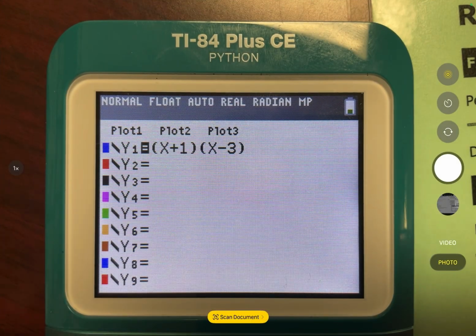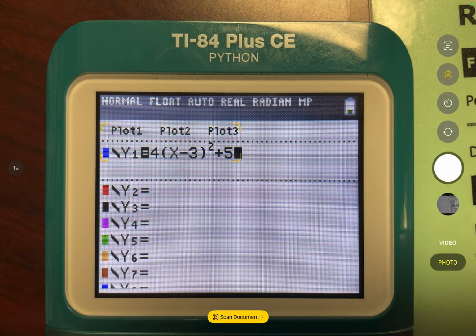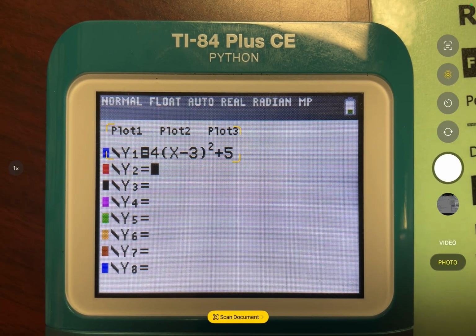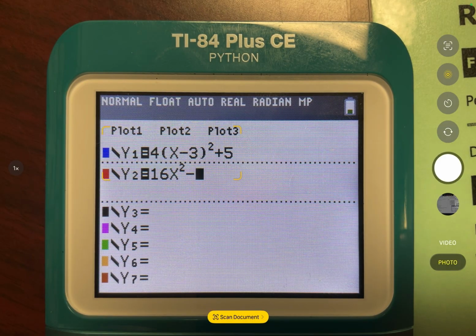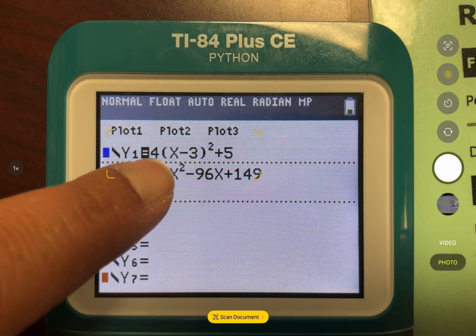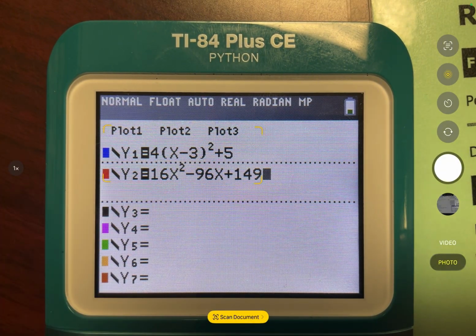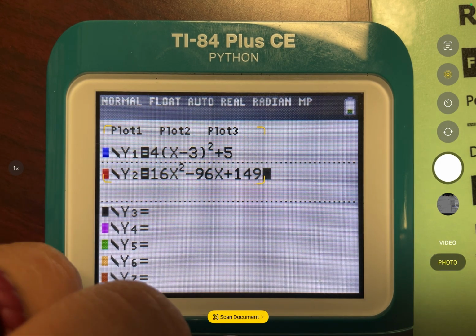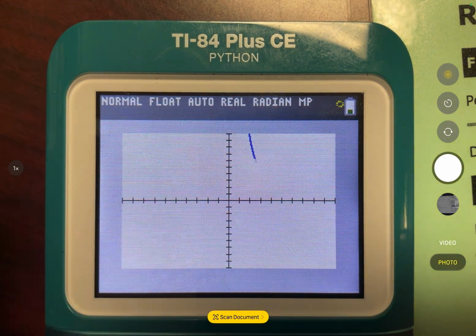Okay? So that's what I'm going to do with the first equation. I'm going to type in 4 parentheses x minus 3 squared. Once again, I'm letting my calculator do the math for me. Go ahead and go to y equals. So my question part goes into y1, and answer choices one at a time into y2. And if they're the same, one of them is going to graph on top of the other.